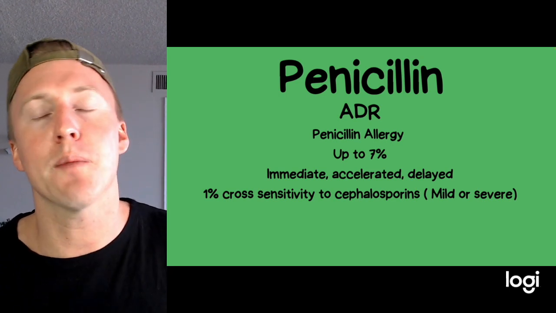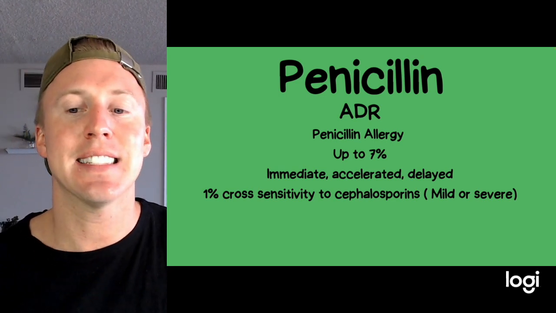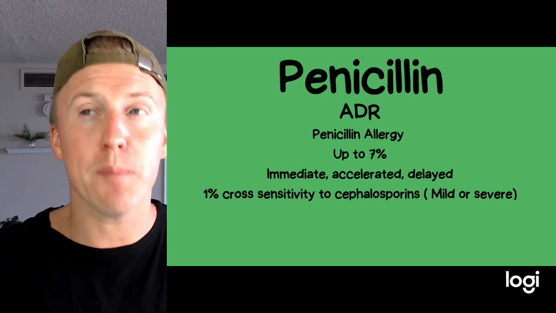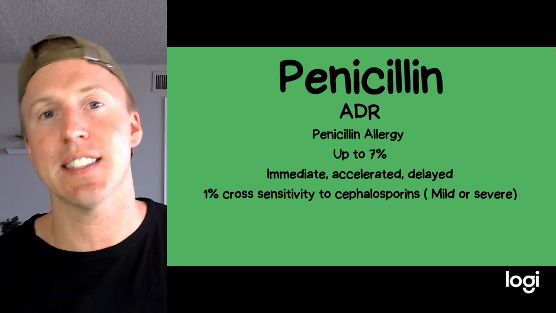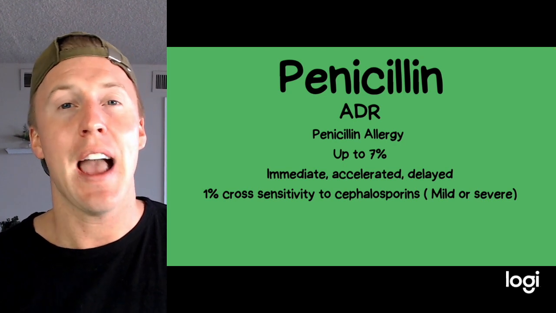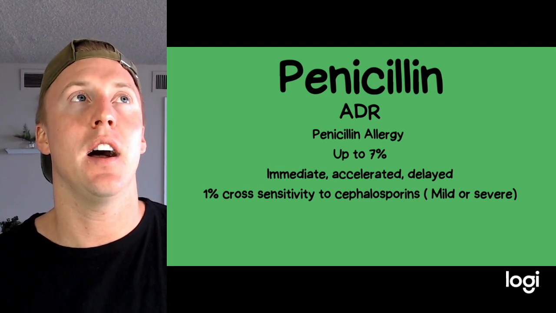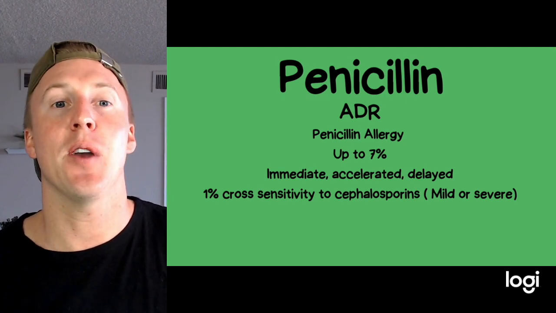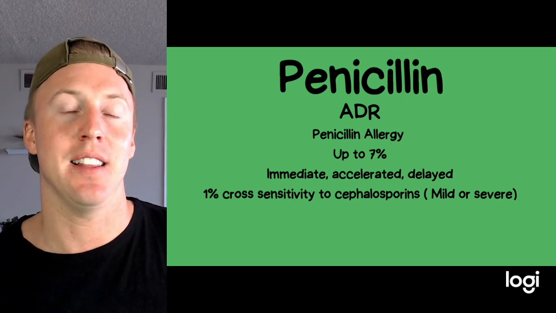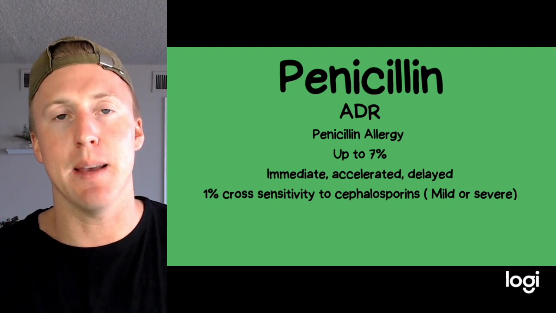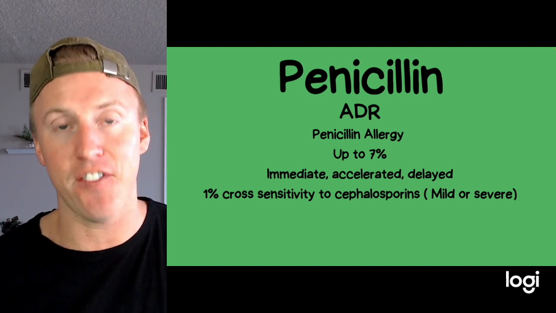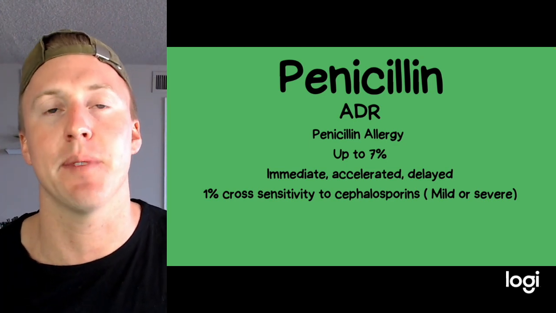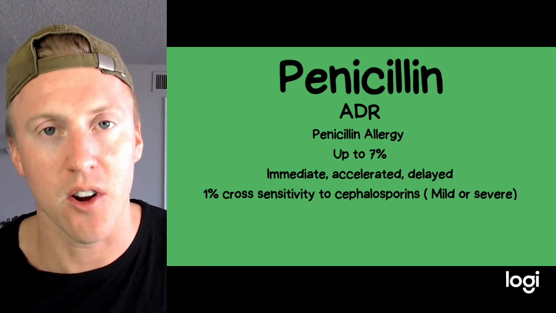Now, there is a 1% cross-reactivity to cephalosporins, meaning if someone's allergic to penicillin, there's a 1% chance they're also going to be allergic to cephalosporins, which also have a very high adverse reaction of allergies as well. Now, the idea here is if you have a mild allergy to penicillin, it might warrant the ability to go on a cephalosporin. However, if that allergy is severe, anaphylaxis or something like that, then cephalosporins are also not a good option.